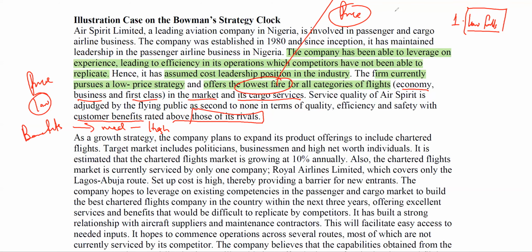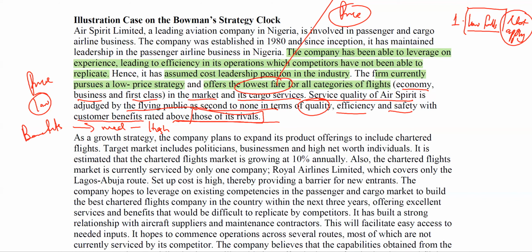So yes, we've seen that price is low. But when it came to quality, they said it is adjudged by the flying public as second to none in terms of quality, efficiency, and safety, with customer benefits above those of rivals, meaning that low frills will not work. But you still have to talk about it. Yes, you can still talk about it. But do you see it does not apply in this scenario, or do you think we can still put it there? No, so it doesn't apply.